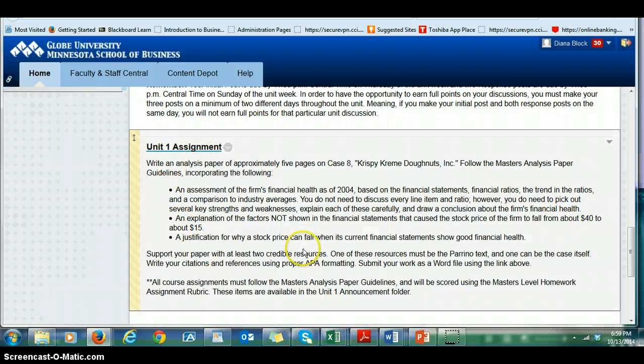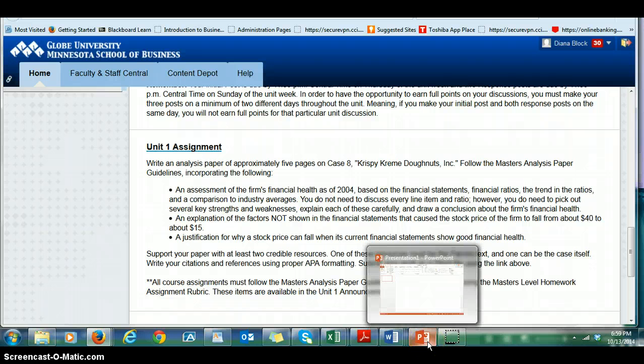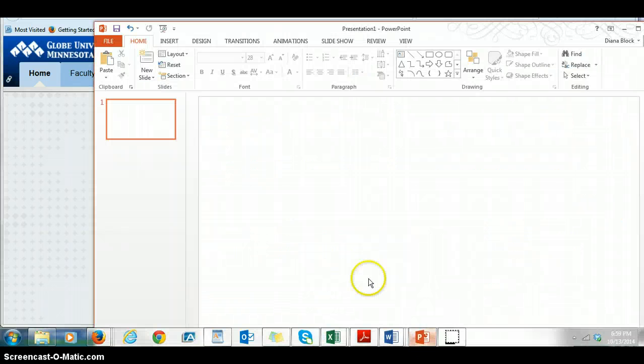So when we're talking about analyzing or assessing a firm's health, let's look at how we would go about doing that. How do we assess a firm's health?